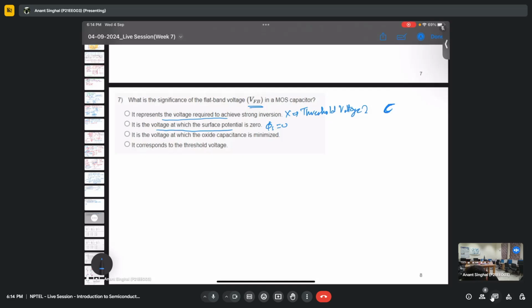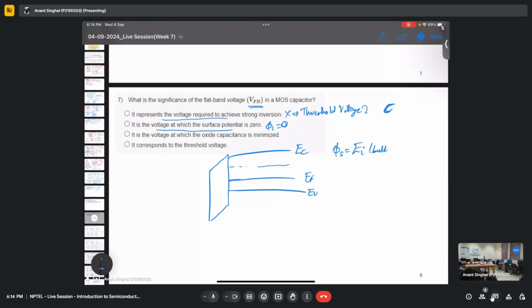So yeah, we can have a very quick look. At flat band, what is happening is there is no band bending. Let's say I'm taking a p-type substrate again. This is EC. So there is no band bending. And what is surface potential? Surface potential is Ei at bulk minus Ei at interface. No band bending means Ei is aligned, so it is the same here and the same here. So it will be zero. So surface potential is zero. So option B is correct.